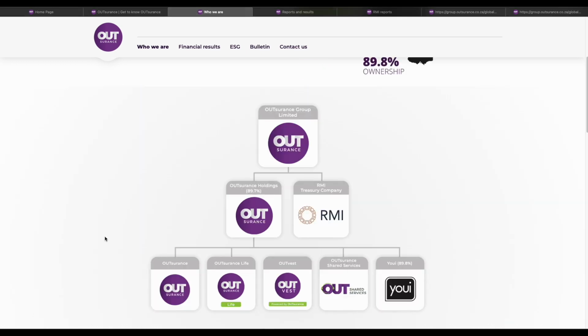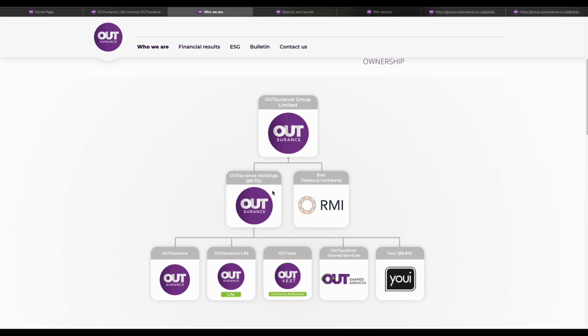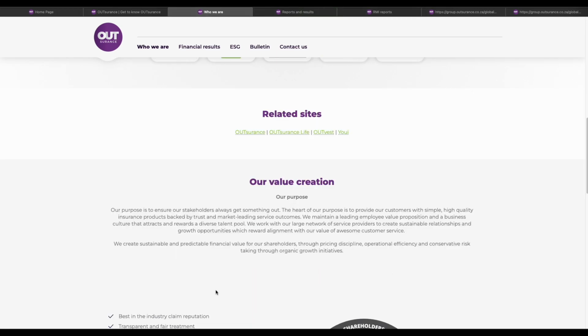And the structure of OUTsurance: there's OUTsurance Group Limited, which is the entity that is listed in the GSE, and then it has some subsidiaries. One of them is OUTsurance Holdings, and then they still have a bit of RMI treasury company. And then under OUTsurance Holdings, they've got different things. There's OUTsurance Life, OUTvest, OUTsurance Shared Services, and the entity that is operating in Australia. So that is just the business.